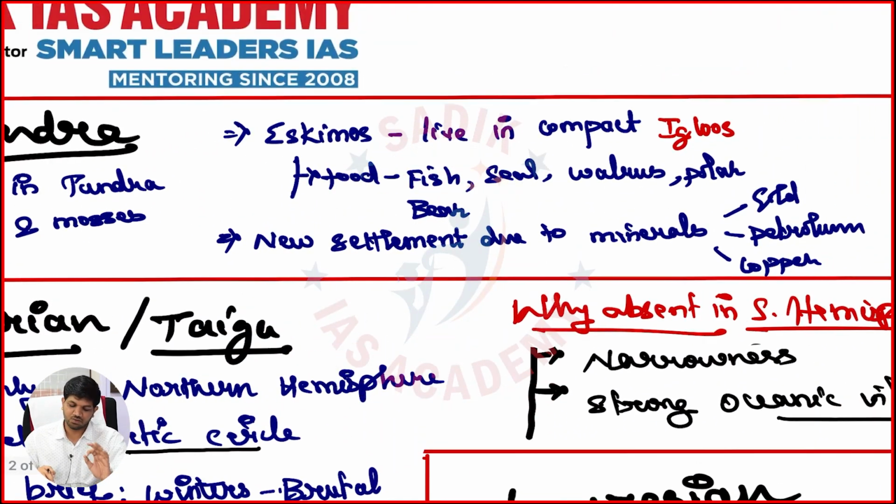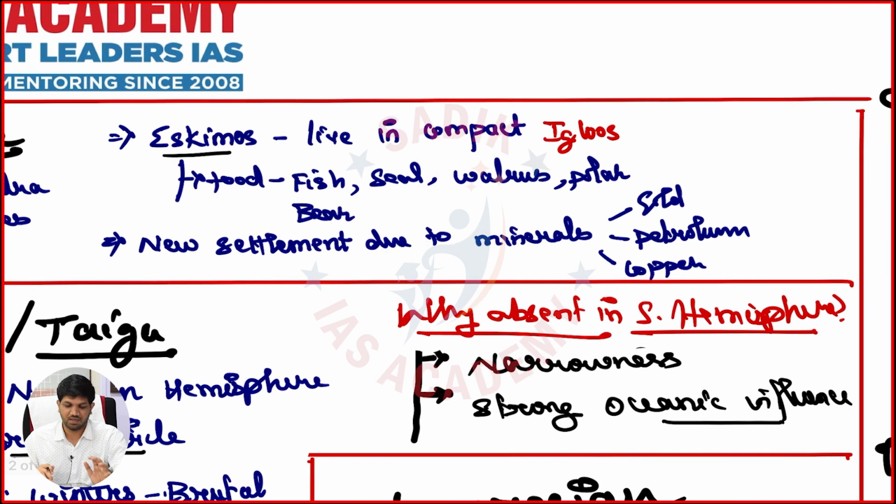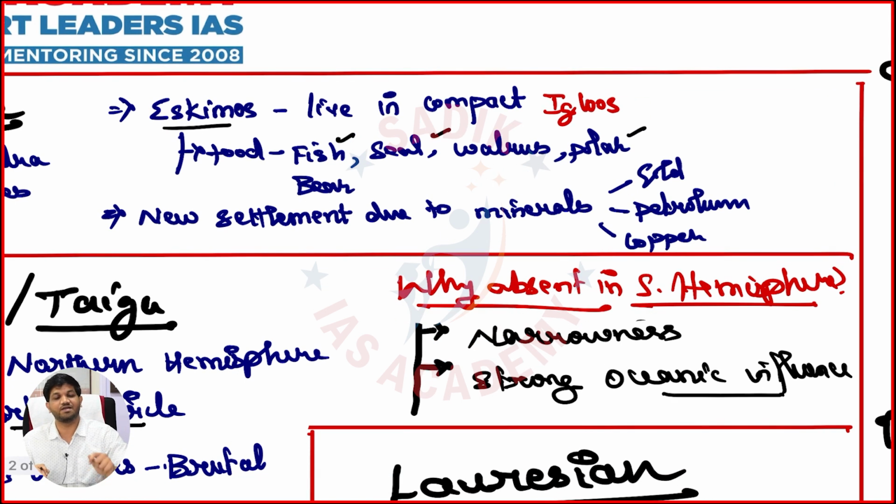And then it is famous for the presence of Eskimos. Eskimos are a type of tribe who survive in this harsh condition, and they live in compact igloos. Igloos are their home, and they feed with the help of hunting fish, seals, walrus, and polar bears. New settlements are also happening nowadays because of the presence of minerals. A number of minerals are found in these tundra regions. They are famous for gold, petroleum, and copper reserves.